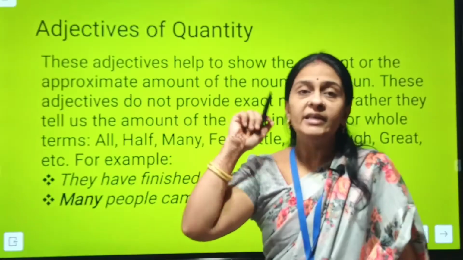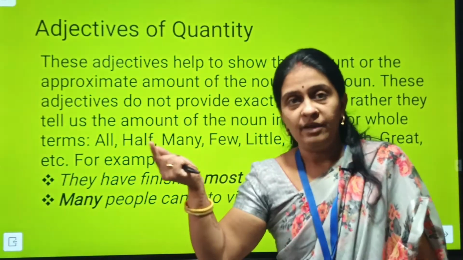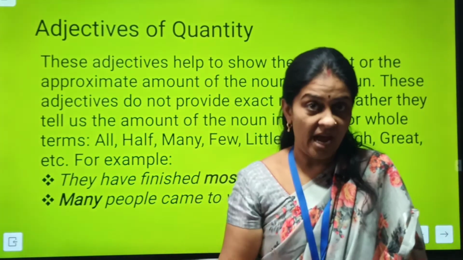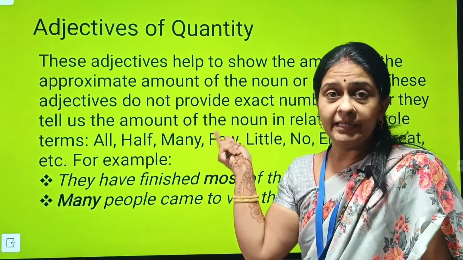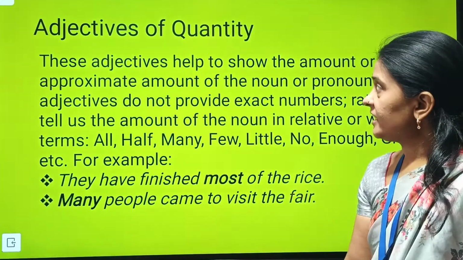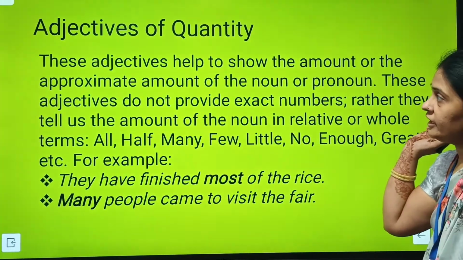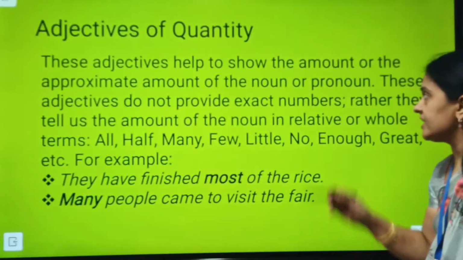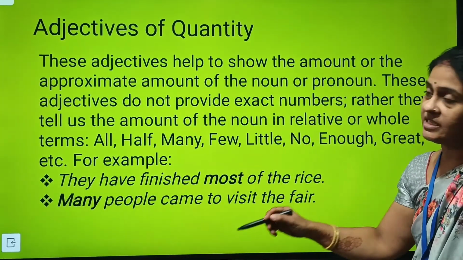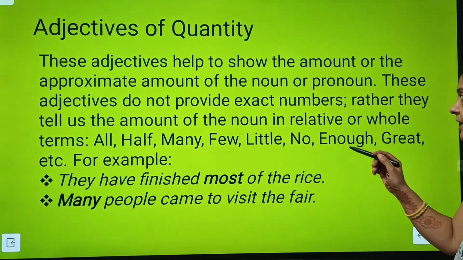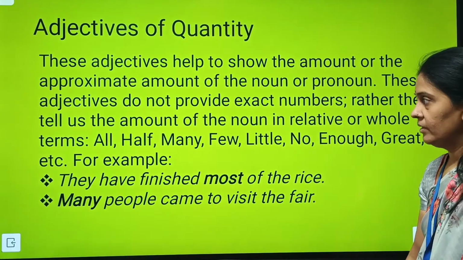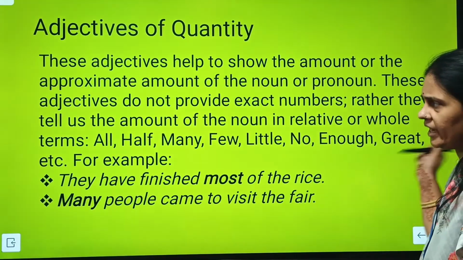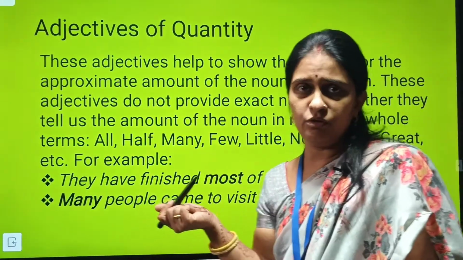Now, moving forward, adjective of quantity. That was the quality in which the person's quality, the thing's quality were being described. Now here is the quantity, measurement. These adjectives help to show the amount or the approximate amount of the noun or pronoun. These adjectives do not provide exact numbers. Rather, they tell us the amount of the noun in relative or whole terms. Like all, half, many, few, little, no, enough, great.